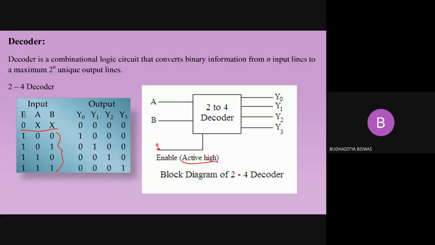So that's why you see that in the first row, if the enable input is 0, that means the decoder is not enabled yet. So whatever be the input combination, it may be don't care. All the output lines are 0 at this particular moment because the decoder is not enabled yet. If a particular digital device is not enabled, how is it able to produce the output?